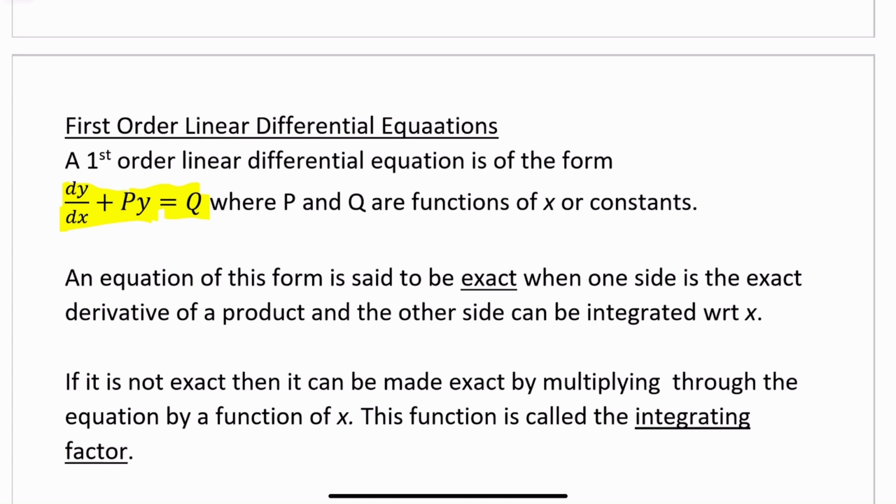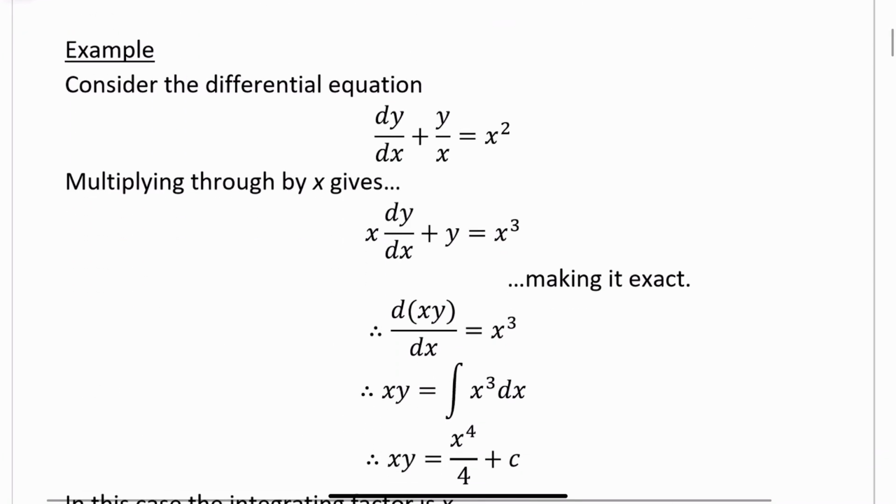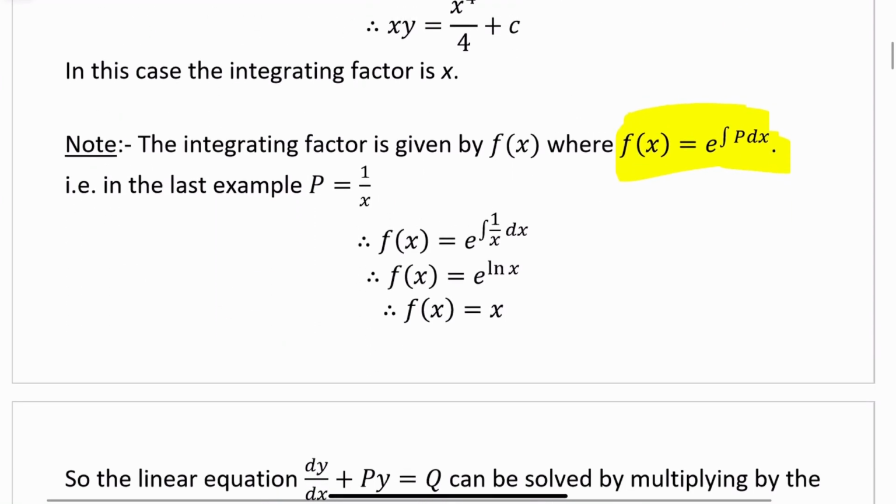P is whatever is multiplying the y. So down here, in this one, sorry, I'm on my highlighter, should be on my pen. In this one here, p is what's multiplying your y? Well, it's being divided by x. That's the same as multiplying by 1 over x. So if we look here, you can see in the last example, p was equal to 1 over x.